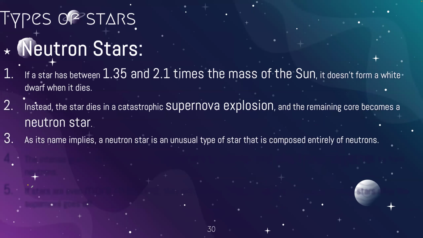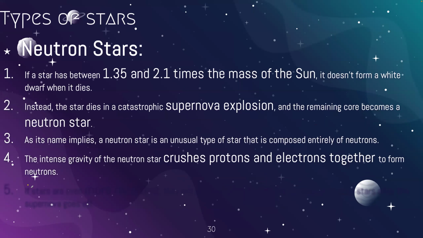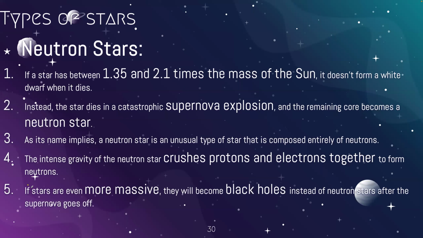Okay. So, as its name implies, a neutron star is an unusual type of star that is composed entirely of neutrons. The intense gravity of the neutron star crushes proton and electron together to form neutrons.